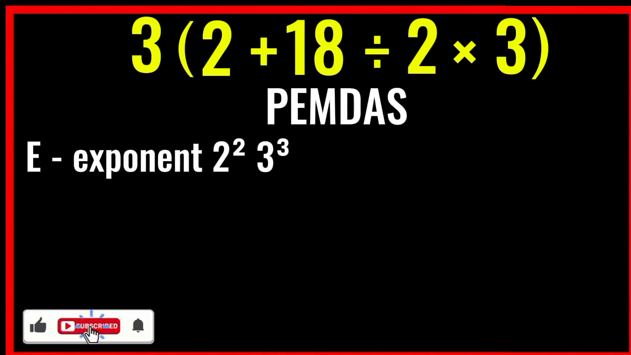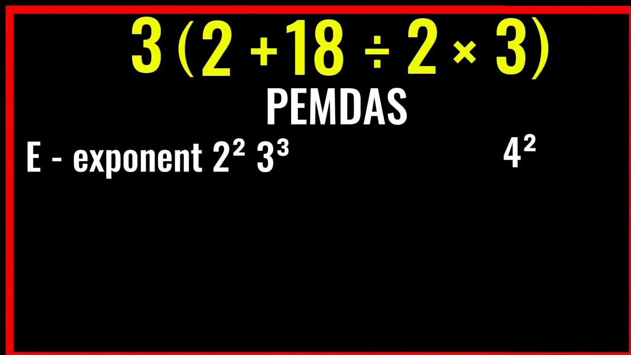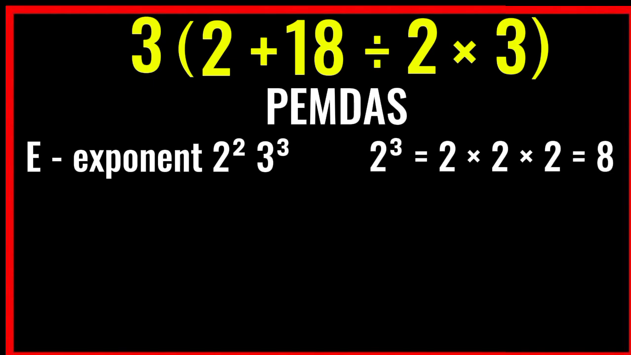Next is E, which stands for exponents. Exponents are powers. For example, 4 squared. This means 4 multiplied by 4, which equals 16. Another example is 2 cubed. This means 2 multiplied by 2 multiplied by 2, which equals 8. If an expression contains exponents, solve them before multiplication, division, addition, or subtraction. Now we come to the part where many people get confused.